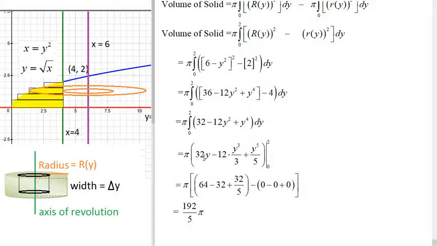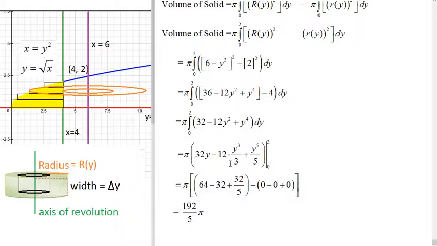The antiderivative for 32 is 32y. The antiderivative of y squared is y to the 3rd divided by 3. The antiderivative for y to the 4th is y to the 5th divided by 5. And then evaluate from 0 to 2. So if we put 2 here, we'll get 64. If we put 2 here, we get 8, and then 12 times 8 divided by 3 is 32. And if we put 2 here, we get 2 to the 5th, which is 32, divided by 5.